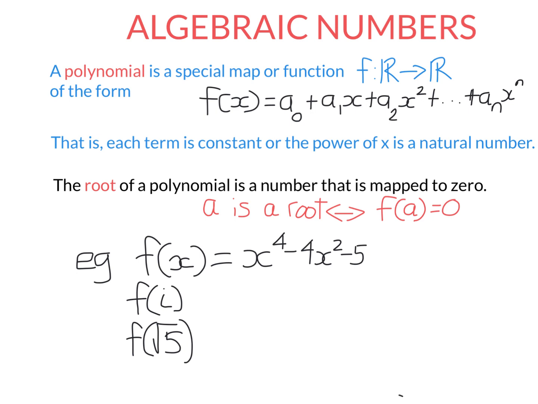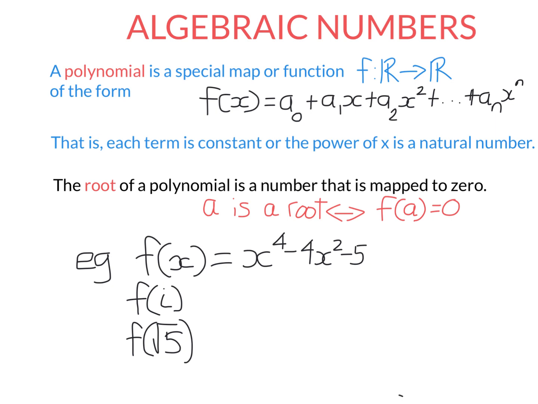So it's really important, this idea of the root of a polynomial, because that's how we solve polynomial equations. So the root of a polynomial is a number that's mapped to 0. In other words, if a is a root of the polynomial, then f of a is equal to 0.